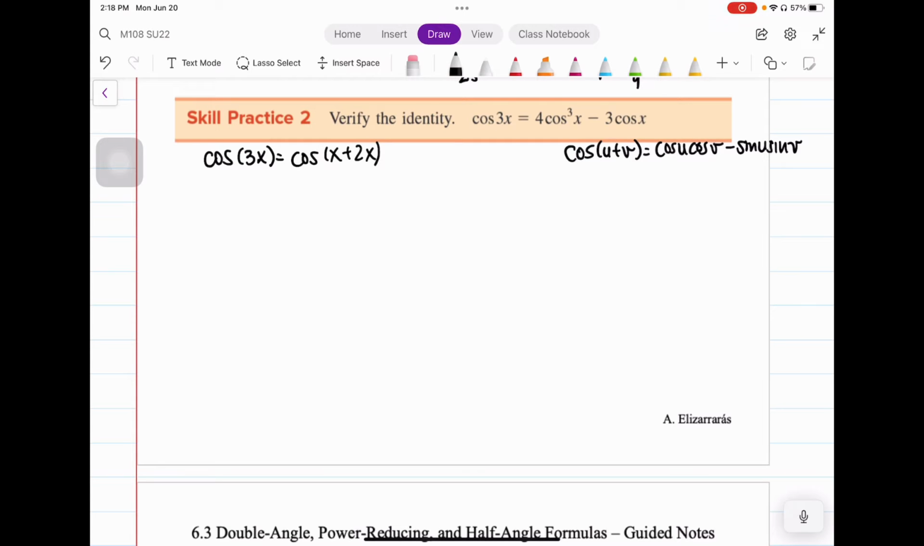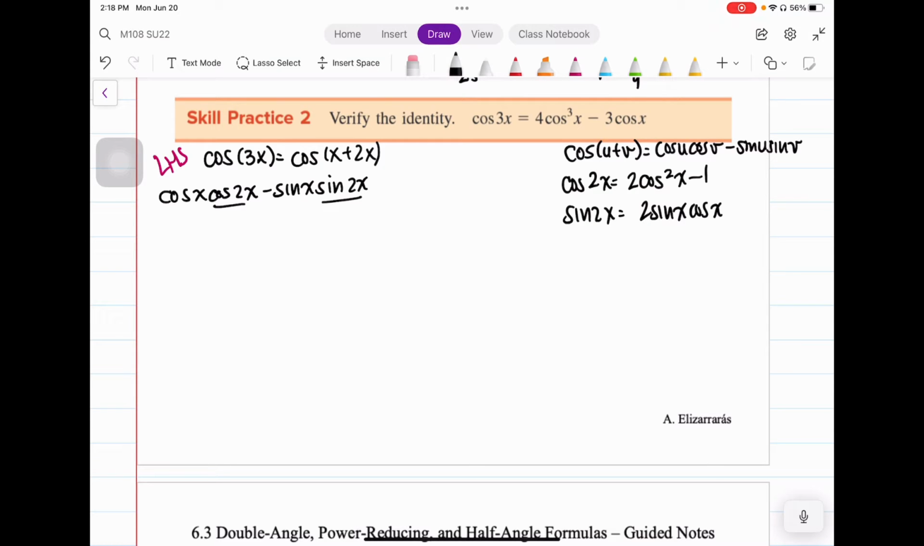That means that the cosine of 3x is equal to the cosine of x times the cosine of 2x minus the sine of x times the sine of 2x. I've got some double angles in here then. And this is just the left-hand side. Recalling the double angle formulas, the cosine of 2x is 2 cosine squared x minus 1, and the sine of 2x is 2 sine x cosine x.